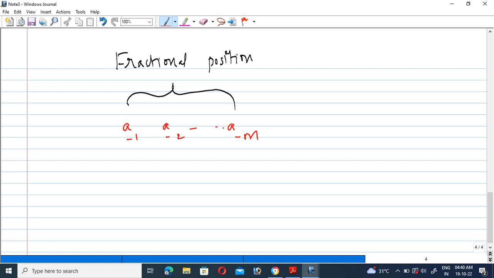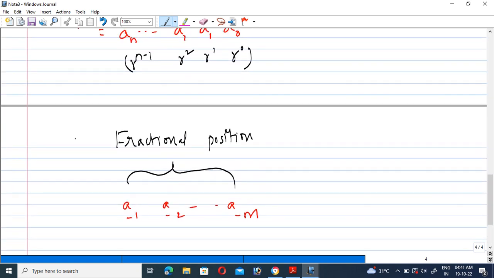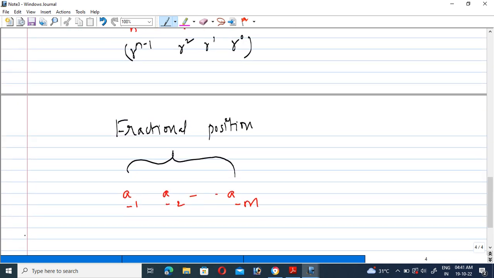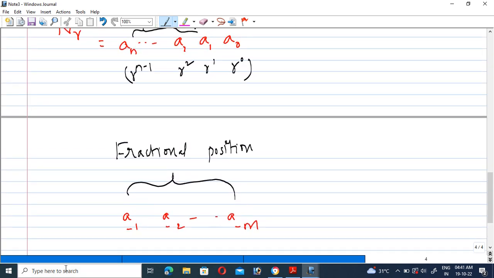The positional weights of these digits can be represented as r power minus 1, r power minus 2, up to r power minus m, whereas previously, from left to right, we had r power 0, r power 1, r power 2. This is the positional weight of the corresponding integer digits as well as the corresponding fractional digits.